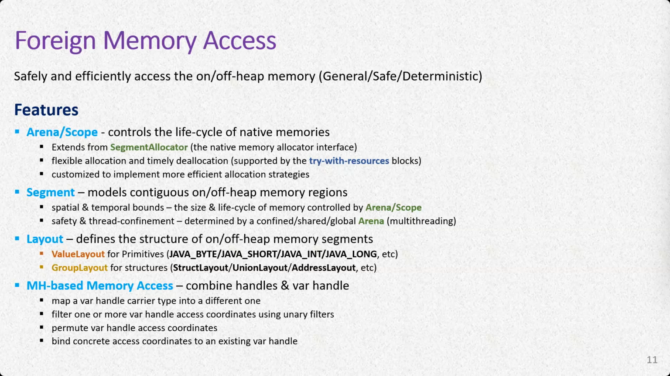For memory access, there are many ways to do it by leveraging the combination of method handles and var handles, which are internally supported by the existing APIs and also by the FFM APIs. They are pretty much the same as what you can do with method handles and var handles, like mapping, filtering, permutation, and binding, etc. To explain these operations, let me take a look at an example to see how it works to access the memory.